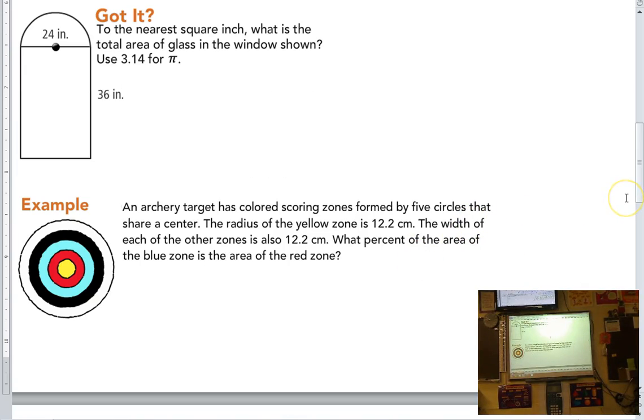Is those 24 inches the radius or the back? That's the diameter. 24 is all the way across.